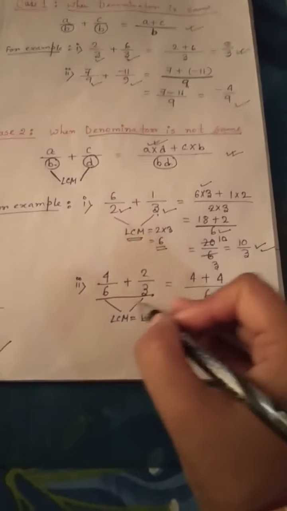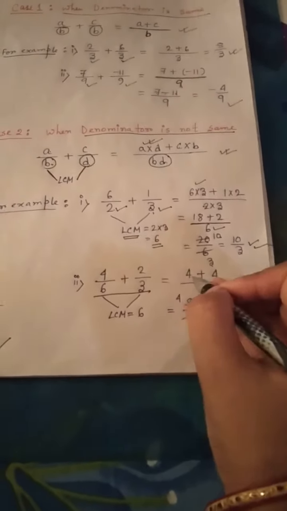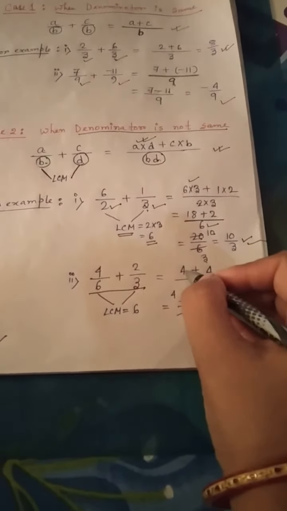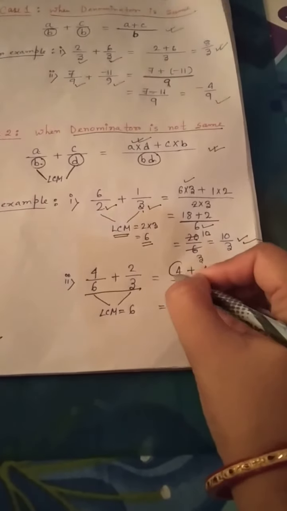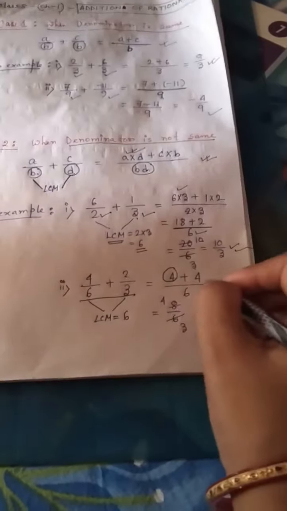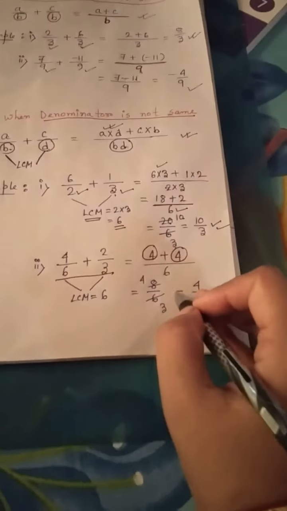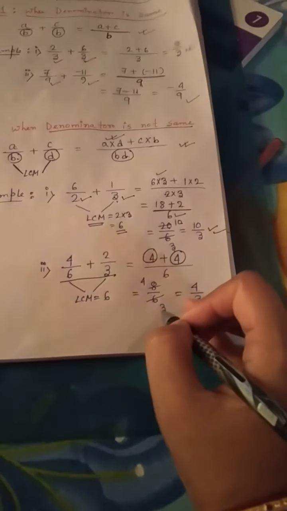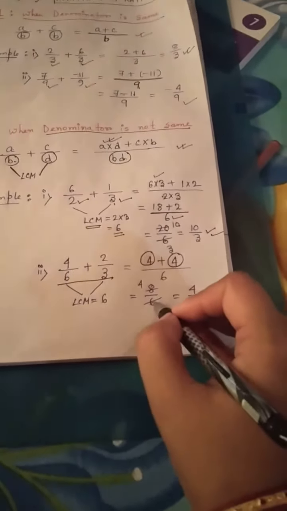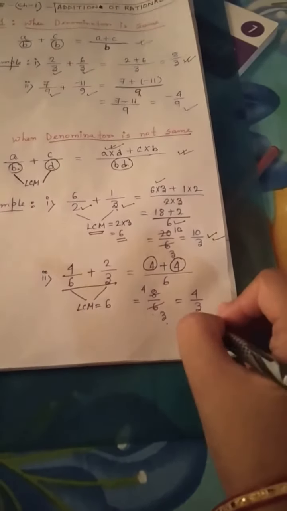Now here see, 6 and 6, that means 6 1s are 6 and 1 4 is 4, so we write here 4. Same, 3 2s are 6 and 2 2s are 4, so again we write here 4. So 4 plus 4 is 8 by 6. Now we cut it with 2. That means 2 3s are 6, 2 4s are 8. So your answer is 4 by 3.